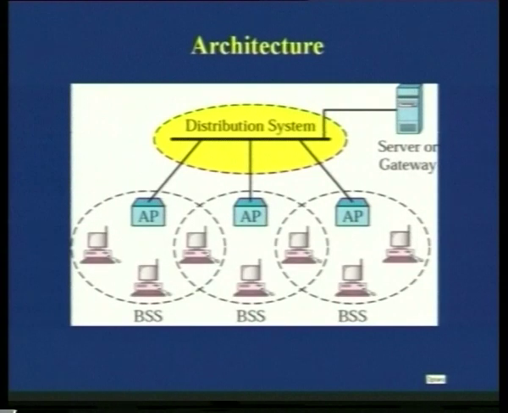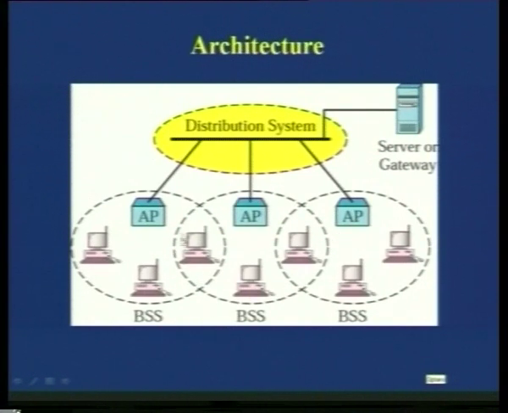So, now coming to the architecture that is specified for how an 802.11 network is expected to be set up. What we have for the architecture is what is called a distribution system, or a distributed service set, DSS as it is referred to, and through multiple access points you have multiple BSS, or basic service sets, which are connected.